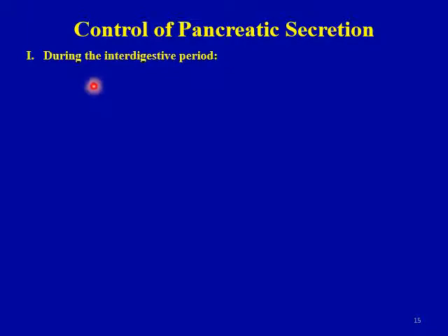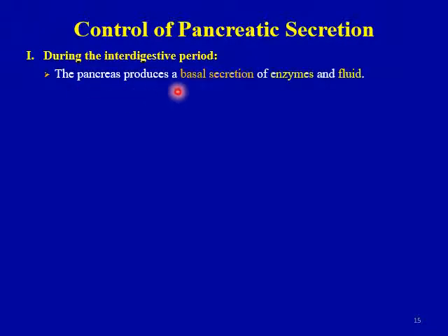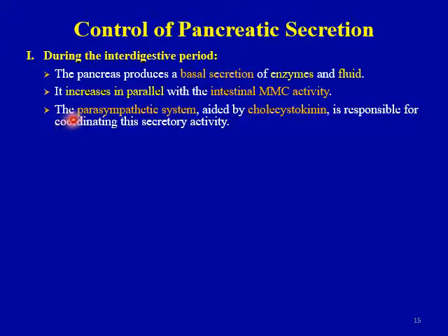So the pancreatic secretion during the interdigestive period: the pancreas produces a basal secretion of enzymes and fluid. And as I said, the fluid is mainly water, sodium, and chloride. It increases in parallel with the intestinal migratory motility complex activity, and it is a function of the parasympathetic system aided by cholecystokinin. And both are responsible for coordinating this secretory activity.